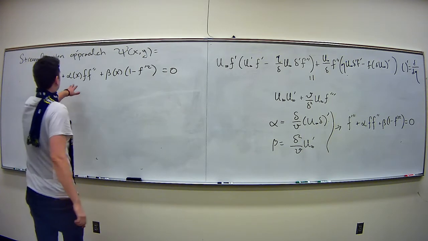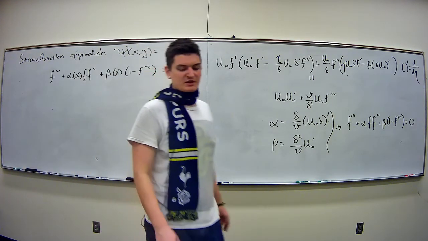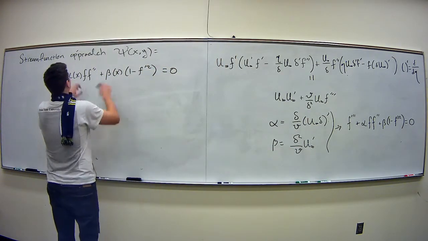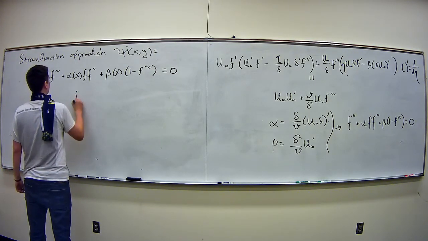So this is a problem, because now the solution f, which I'm looking for, the non-dimensional stream function, is still going to involve x's in it. It won't be independent. But I can have f be only a function of eta.